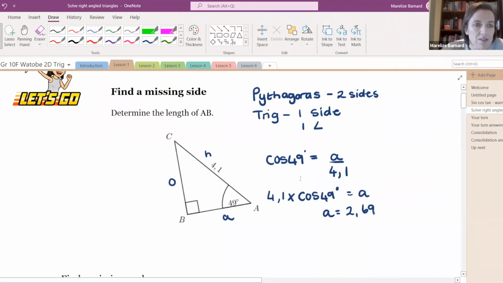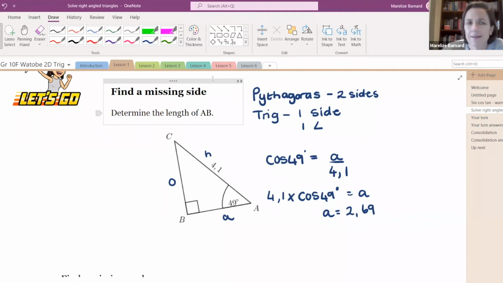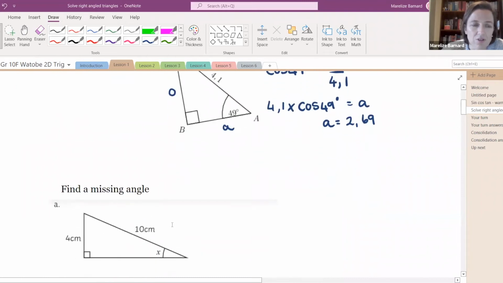Remember, we are always using the trig ratio with the side that's given and the side that we are trying to work out. Those of you who are giving us thumbs down, tell us why. Where are you stuck? What is it that you need to know more about? Because we are now going to move on to finding a missing angle. Okay.